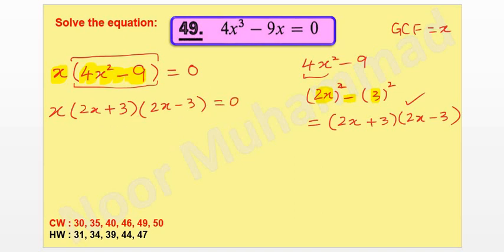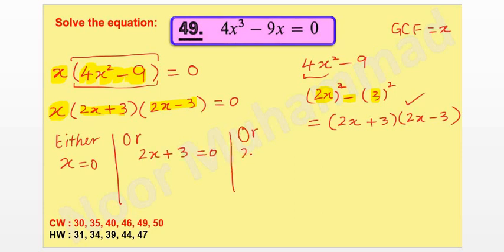Now again I have three factors. This is the first one, and this is the second one, and this is the third one. So you can say either the first one is 0, x is 0, or the second one is 0. What is the second one? It's 2x plus 3 equals 0, or the third one, that is 2x minus 3 is 0.